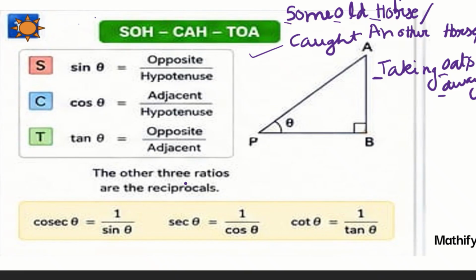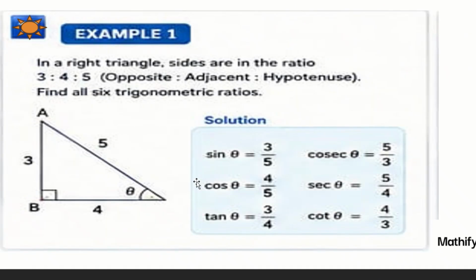Now, if you learn these three ratios, you can easily find the other three ratios, because they are just reciprocals of sine, cos and tan. So cosec theta is 1 upon sine theta, sec theta is 1 upon cos theta, and cot theta is 1 over tan theta.